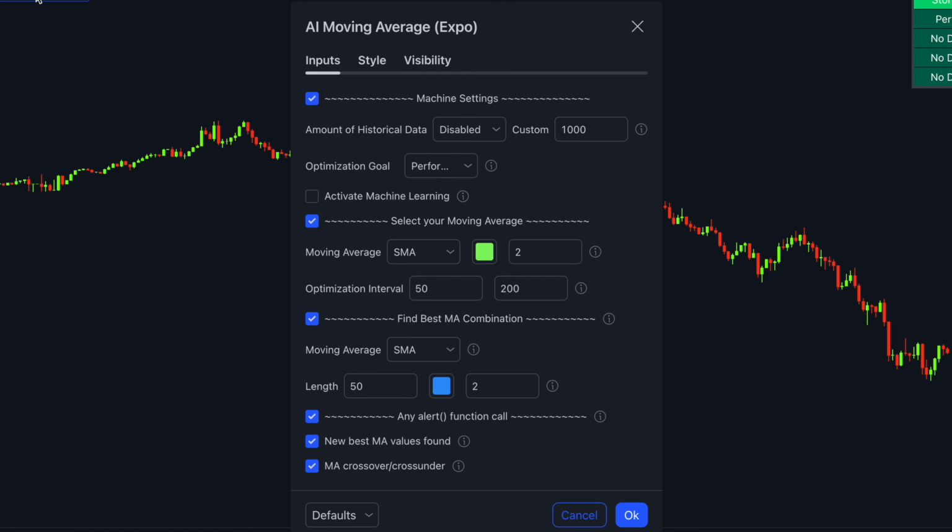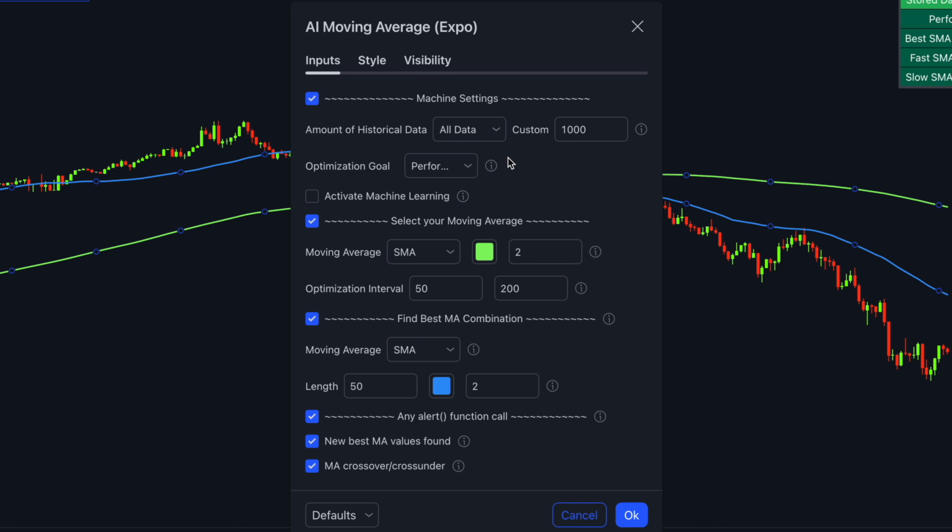First off, in the Input section, we need to select the amount of historical data we want machine learning to process. Here you have two options to select from: All Data or Custom Data. Based on custom data, the indicator lookback will be limited to a certain number of bars. By default, this number is set to 1000. We recommend choosing All Data. Once you've selected this option, you will see two moving averages appear on the chart.